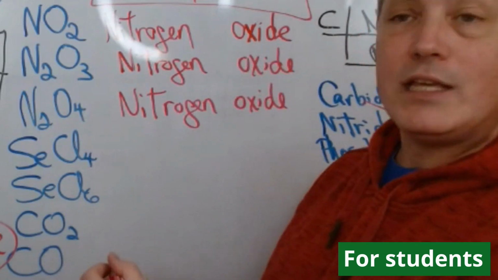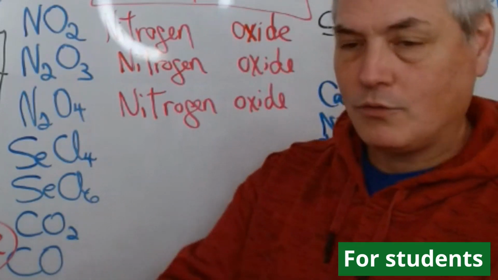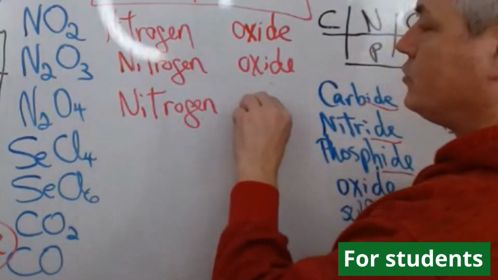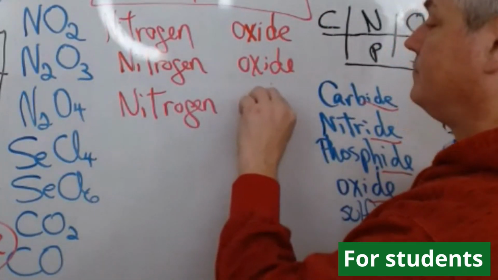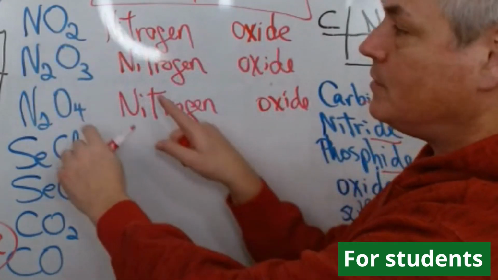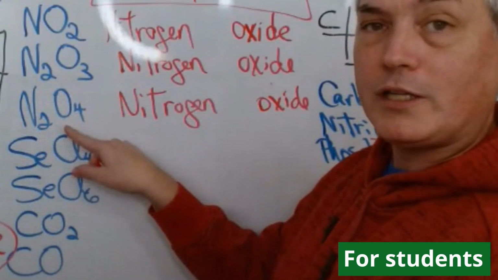So this is an issue because we need to figure out, so I need more room. We need to figure out which nitrogen oxide we have. Because here you could see we have the same name, but we have 3 different molecules.